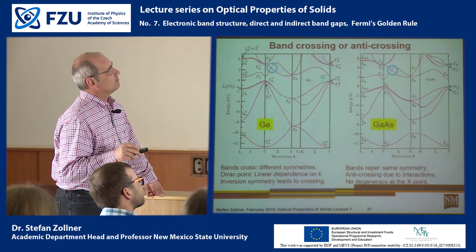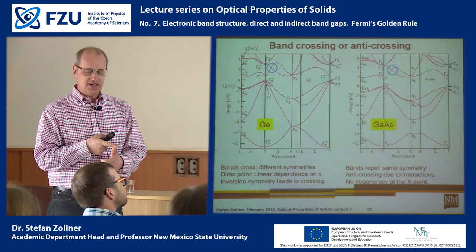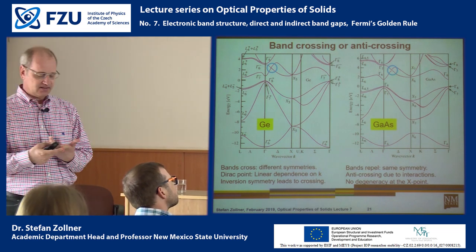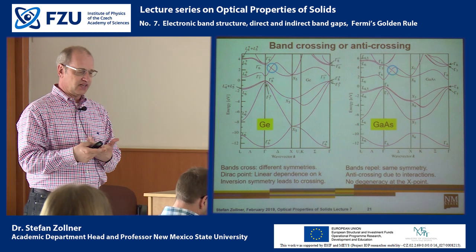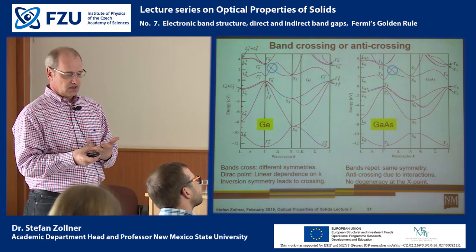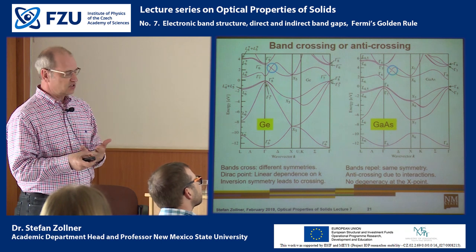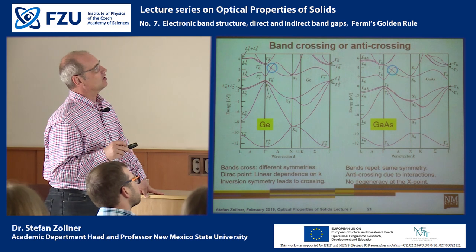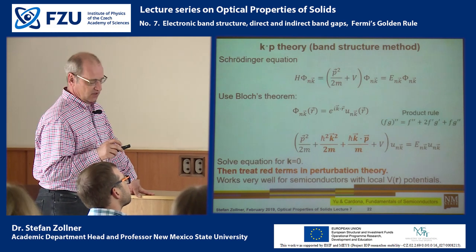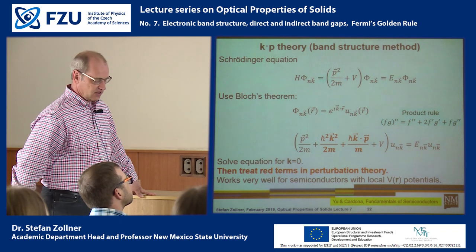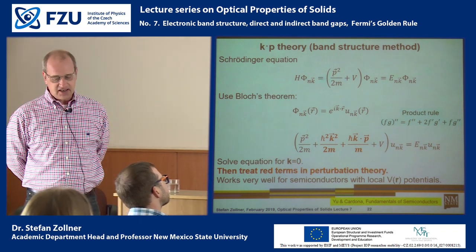So we've talked about the free electron gas. We've talked about nearly free band structures where the potential was small. And then we looked at actual band structures where the potential was expanded into a pseudopotential with a small number of coefficients. I now want to talk about another method which is called K dot P theory.